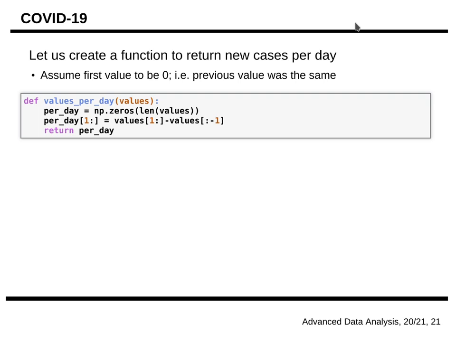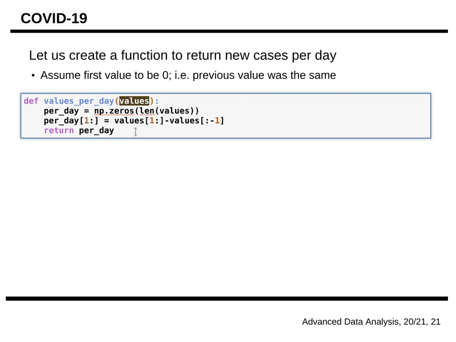So let's create a function to convert the total, this cumulative count of infected and deaths, into new cases per day. So this function receives an array of values, a unidimensional array of values, and creates a new array where we have the daily change. So how many new cases we got per day. We're going to start with an array of zeros with the same size as the input array.